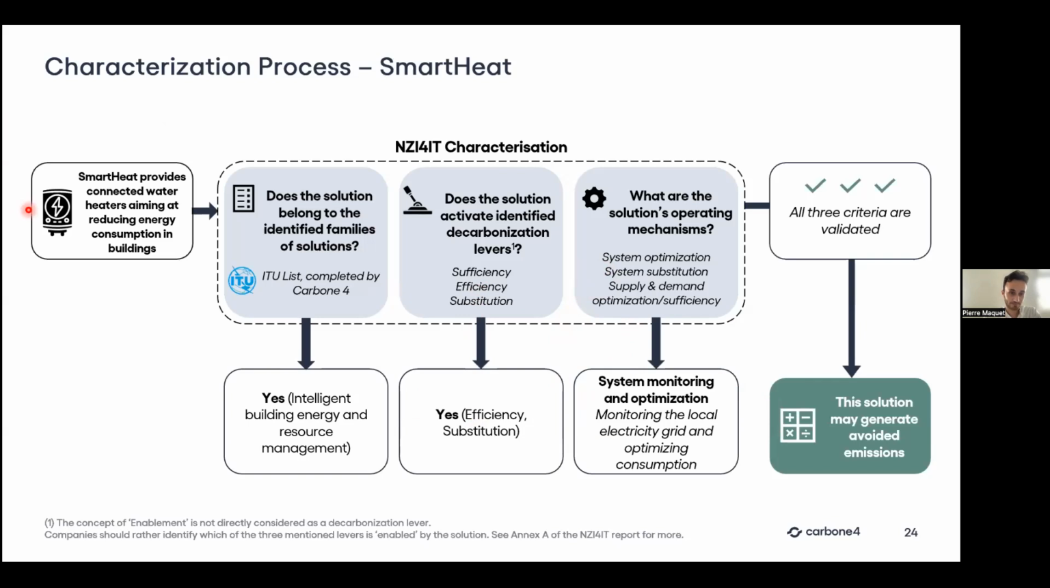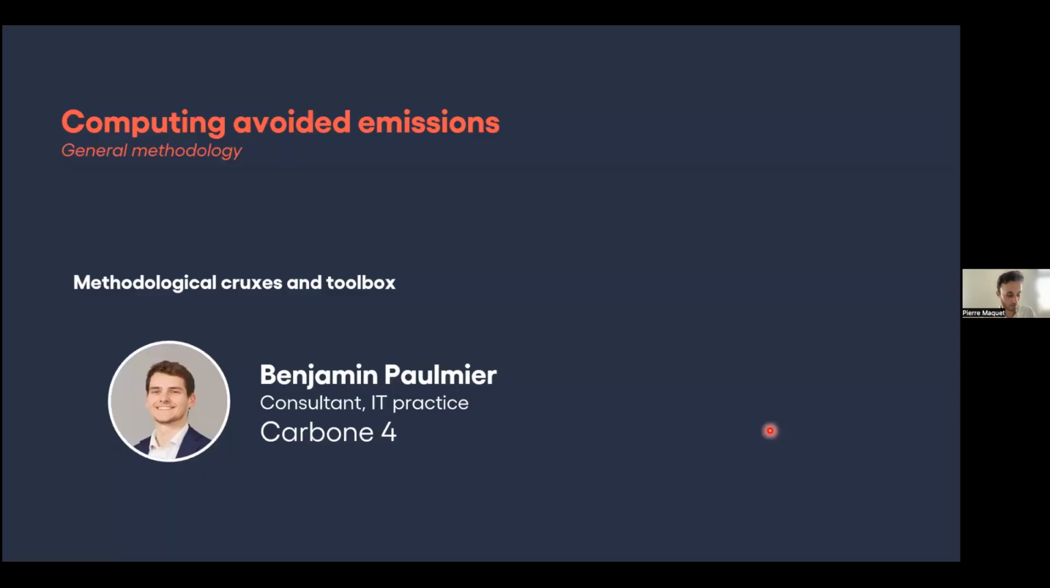And for Smart Heat, the same. It belongs to one of the families, building energy and resource management. It activates two levers, and it also has an operating mechanism, which is system monitoring and optimization, by monitoring the local electricity grid and also optimizing the consumption of the heater. So those two examples would validate the characterization process. And we now can calculate avoided emissions for those two examples. So now I will hand over to Benjamin, who will talk about how to compute these avoided emissions.